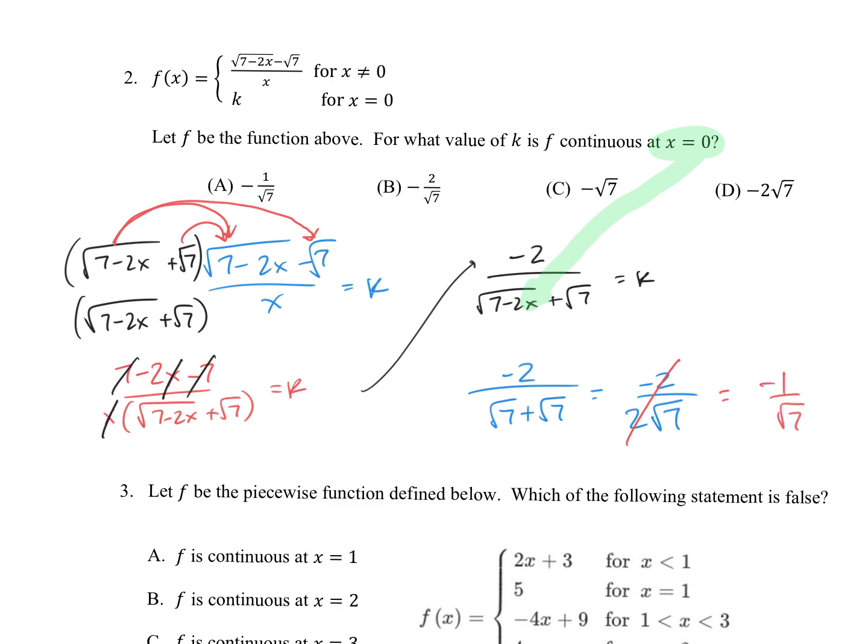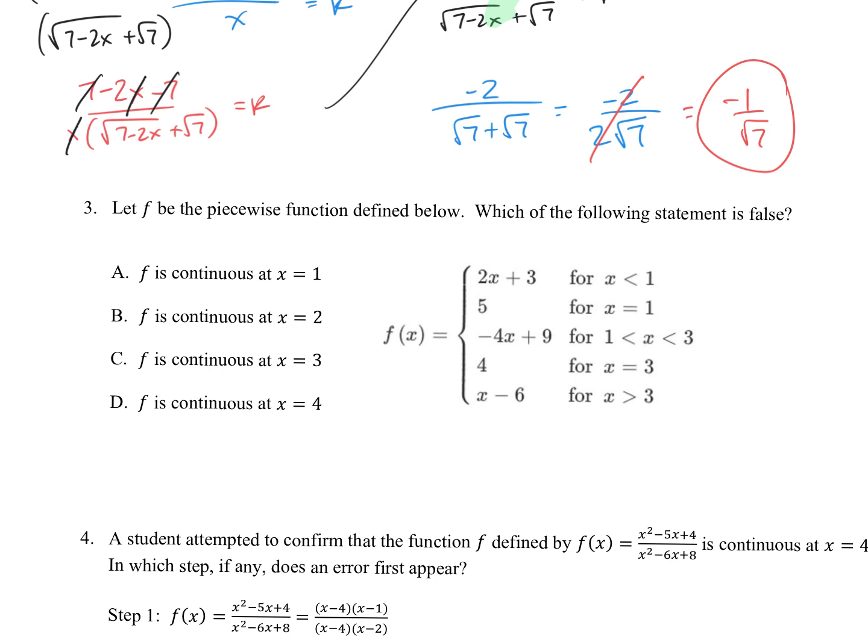Negative 1 over root 7, is that my final answer? A. Oh, this one's kind of good. I hate these questions, which one's false?